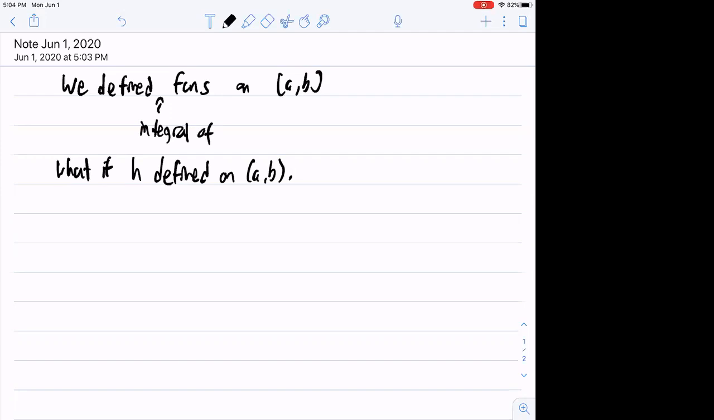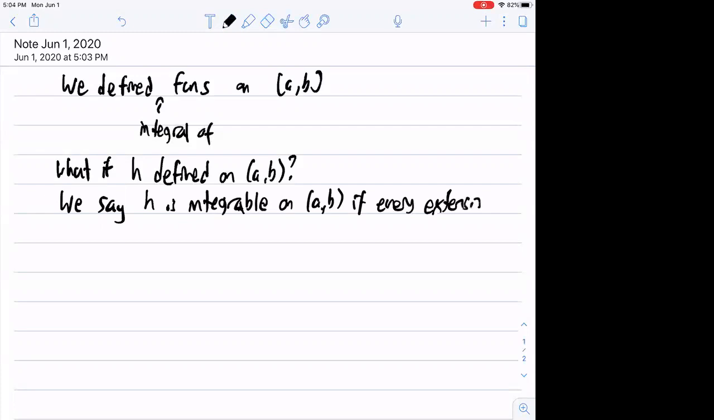We say h is integrable on the open interval (a,b) if every extension of h to the closed interval [a,b] is integrable. Extension just means define h(a) as something, define h(b) as something, and then that function is integrable.